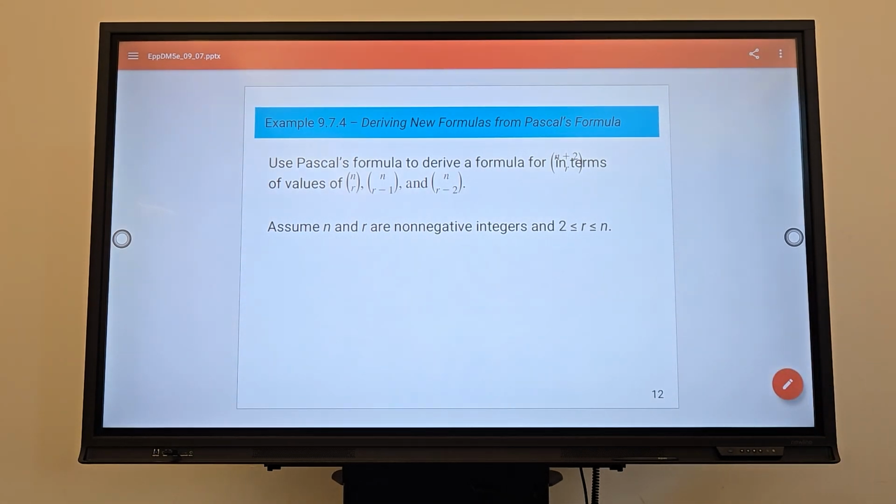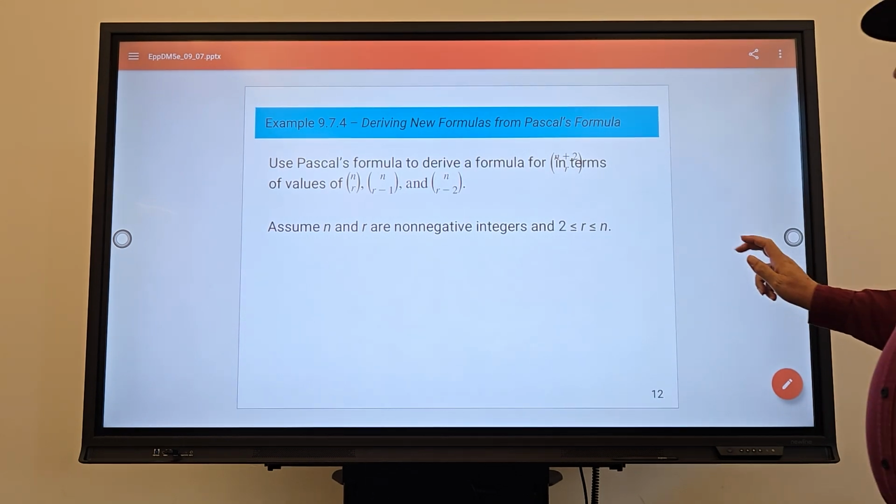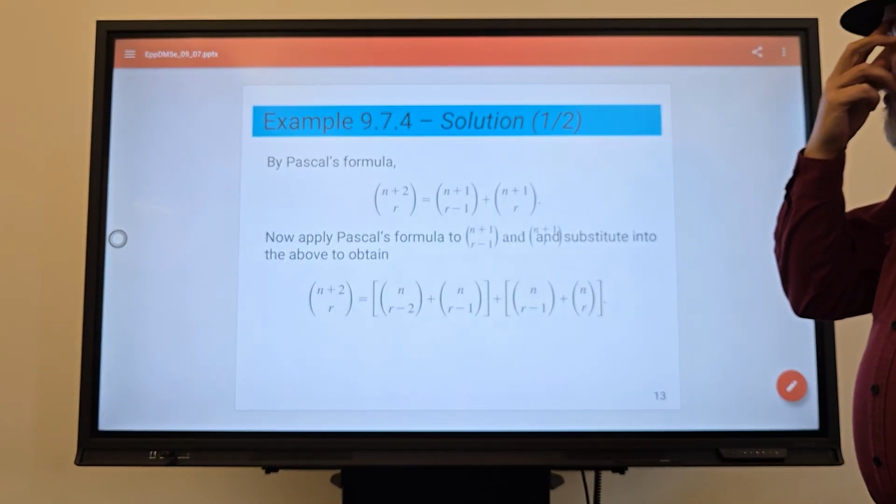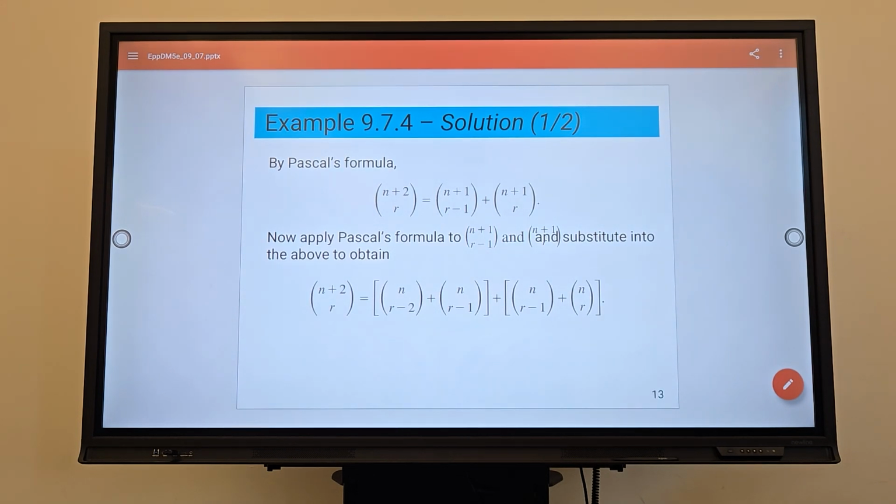Use Pascal's formula to derive the formula for n plus 2 choose r in terms of values of n choose r, n choose r minus 1, and n choose r minus 2. Assume that n and r are non-negative integers and r is between 2 and n. By Pascal's formula, n plus 2 choose r equals n plus 1 choose r minus 1 plus n plus 1 choose r.